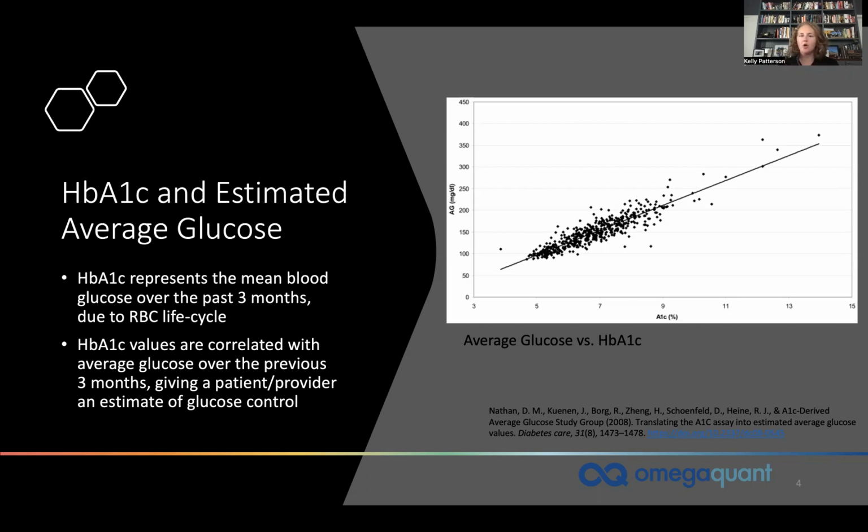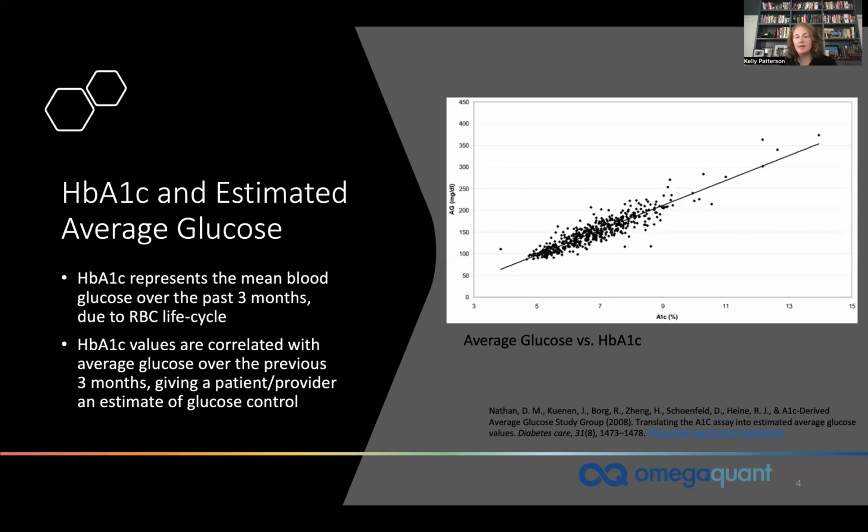And that number correlates to average blood glucose or blood sugar over the past 3 months because of red blood cell life cycles, which is about 90 to 120 days. We see that glucose attaching to that hemoglobin A1c, and that correlates to your average blood sugars. This is from a study in 2008, just showing that correlation, how tight that is, that hemoglobin A1c is representative of those average blood sugars.